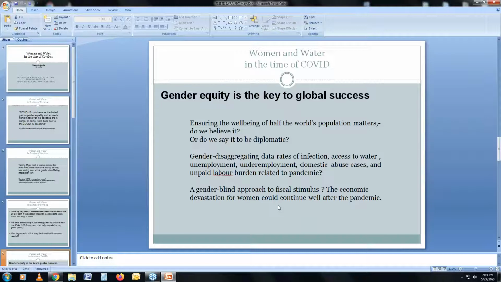We are talking about fiscal stimulus, but do we have a fiscal stimulus which takes into consideration the women's issues and takes into consideration especially the single female-headed families? Because the economic devastation for women is probably going to continue and be exacerbated well after the pandemic.